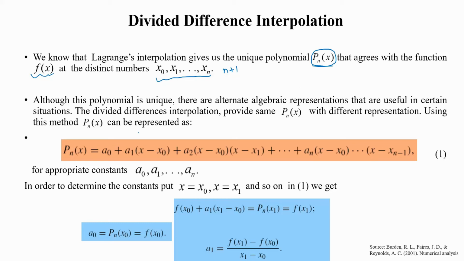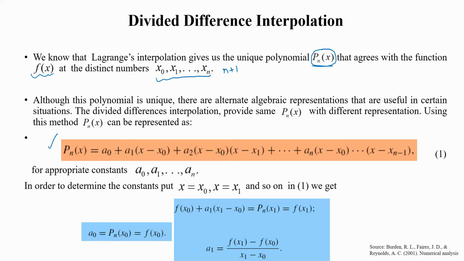In the divided difference form, the polynomial Pn(x), which is the approximate polynomial for f(x), can be written as this, where a0, a1, a2 till an are some appropriate constants. Now how can we find these constants?